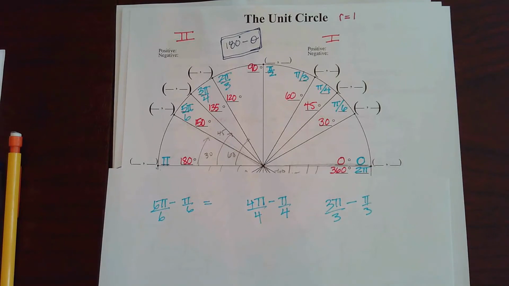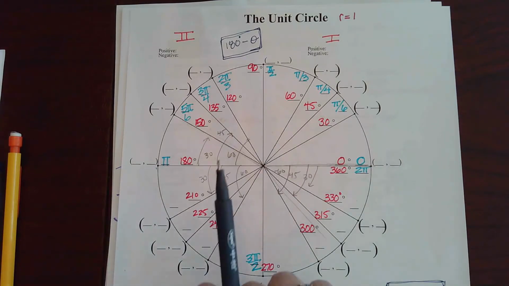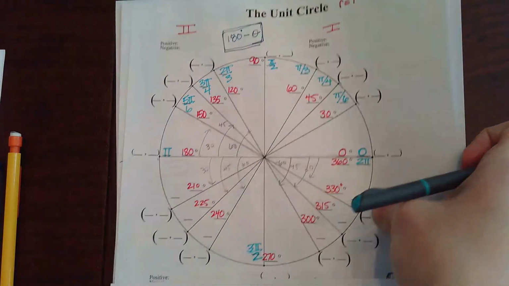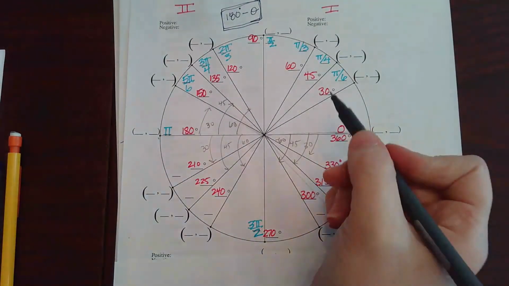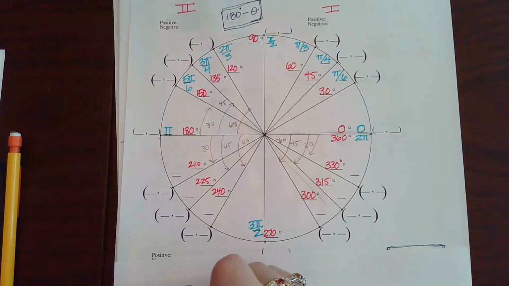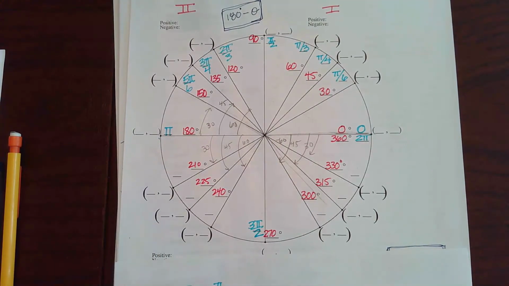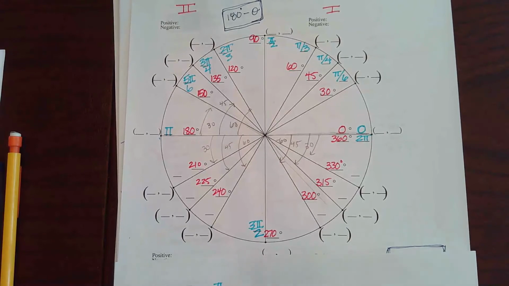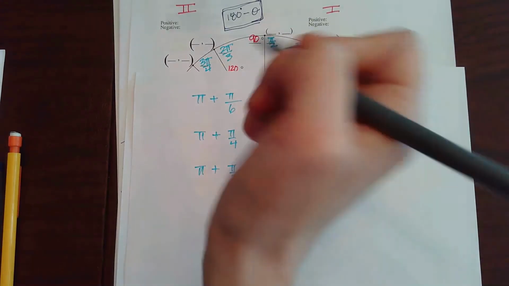All right. We're going to follow that same strategy, and we're going to go to quadrant 3. So we're going to take pi, and this time we're going to add. We're going to take pi and add 30 degrees, take pi and add 45 degrees, and take pi and add 60 degrees. That's the math we're doing here.